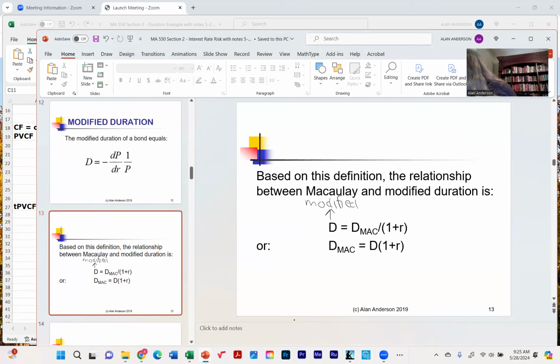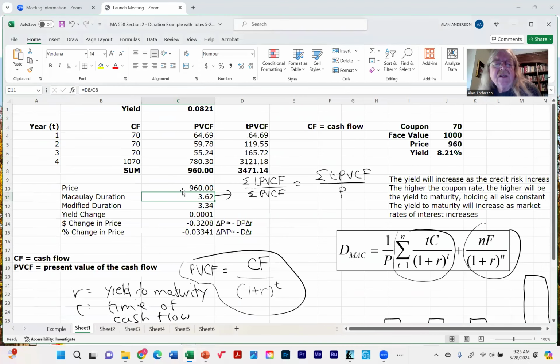It's surprisingly straightforward. If you took your Macaulay duration and divided it very simply by 1 plus the yield, the result would be your modified duration. So it's easy to calculate this in a spreadsheet. We're also going to see how to calculate it with calculus. So if you come back here, you'll see that the modified duration is DMAC, which is what we're calling DMAC in the slides, over 1 plus the yield.